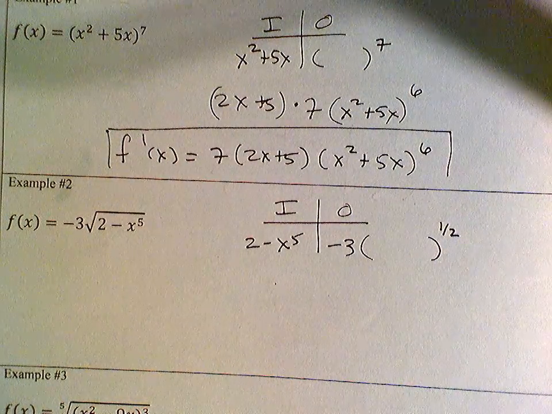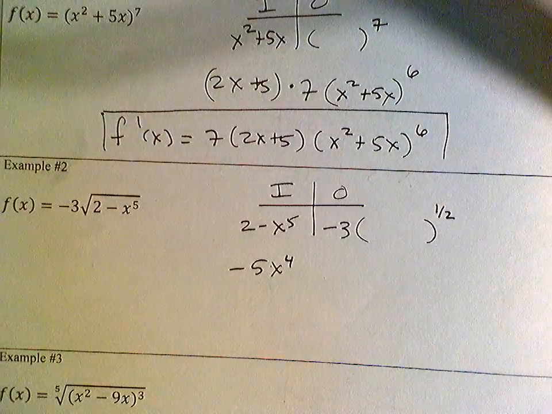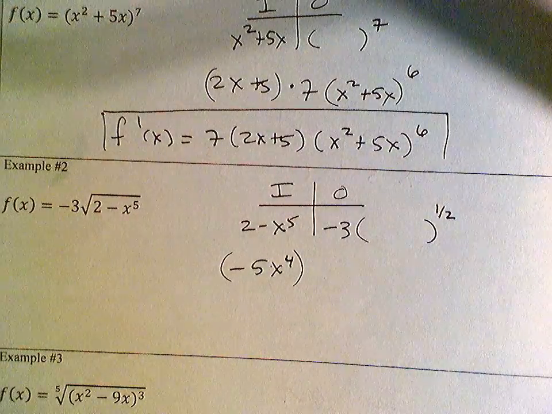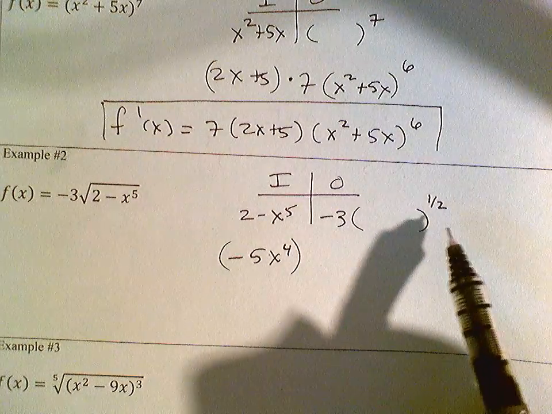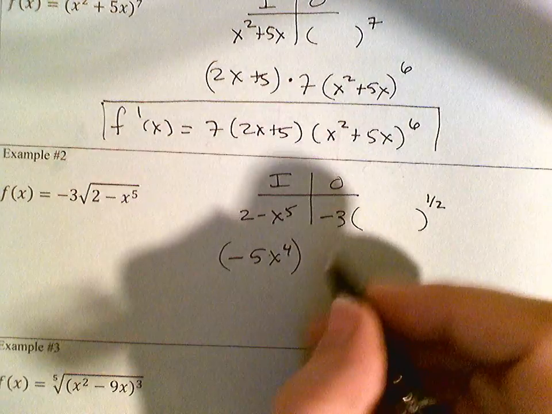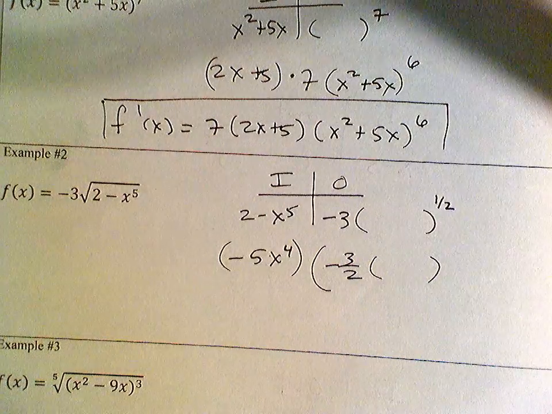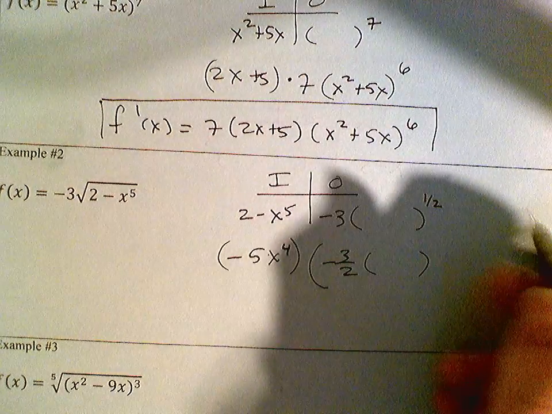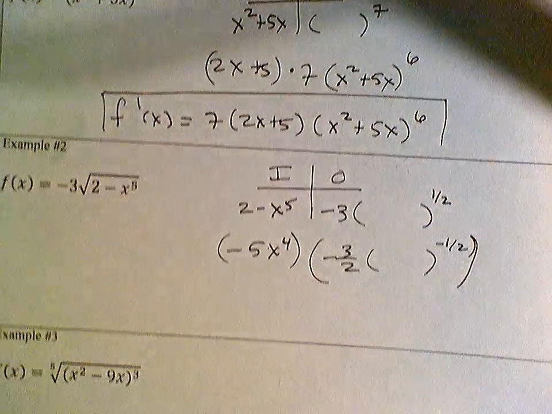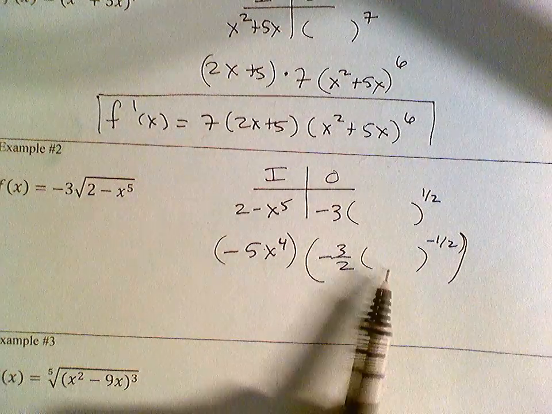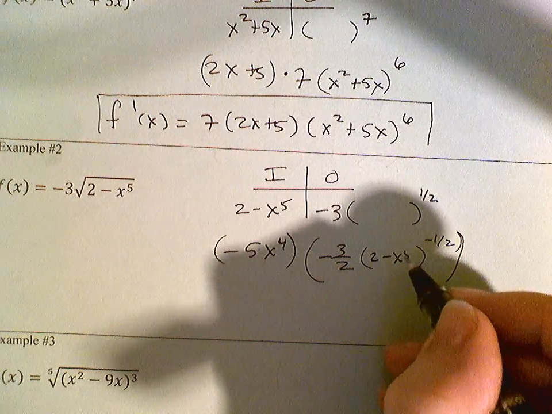So derivative of the inside function is -5x to the 4th. And you could put parentheses around that if you want. You don't have to, though. And then the derivative of the outside function, I'm just going to use power rule. It's -3 times a half, so -3 halves, blank to the 1/2 minus 1. So 1/2 minus 2 halves is -1/2. And then what goes back in? Remember, the original inside function goes back in. So 2 minus x to the 5th.